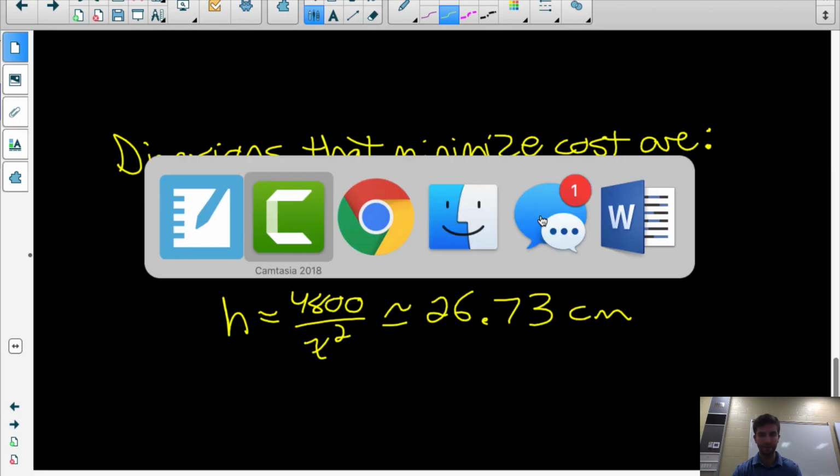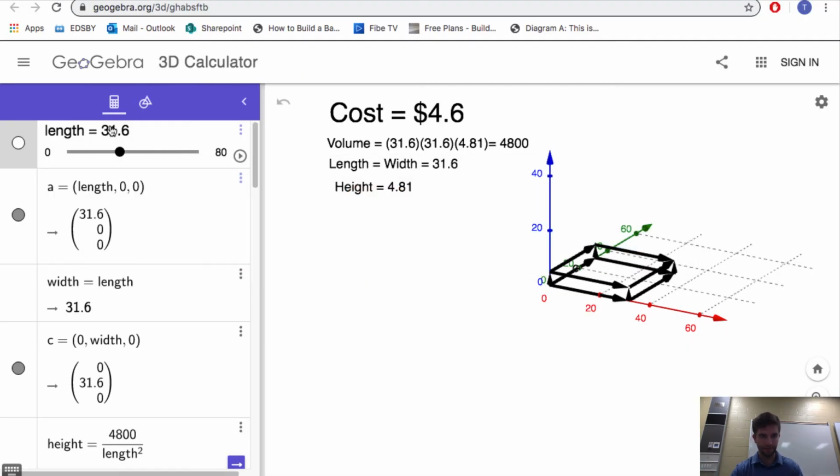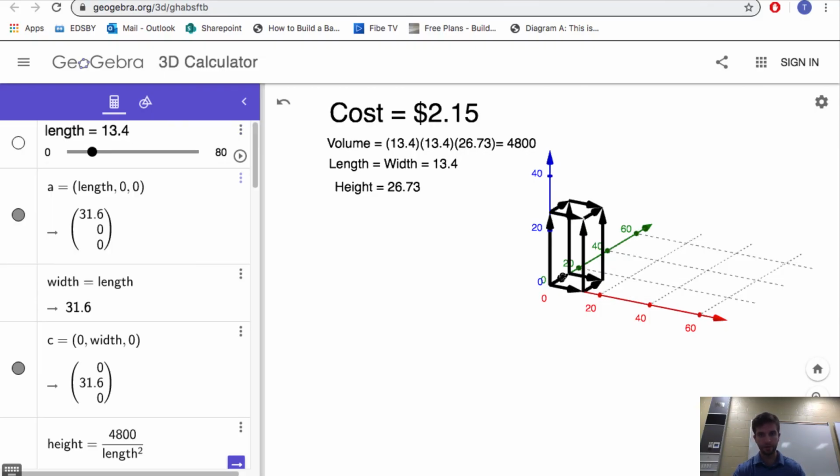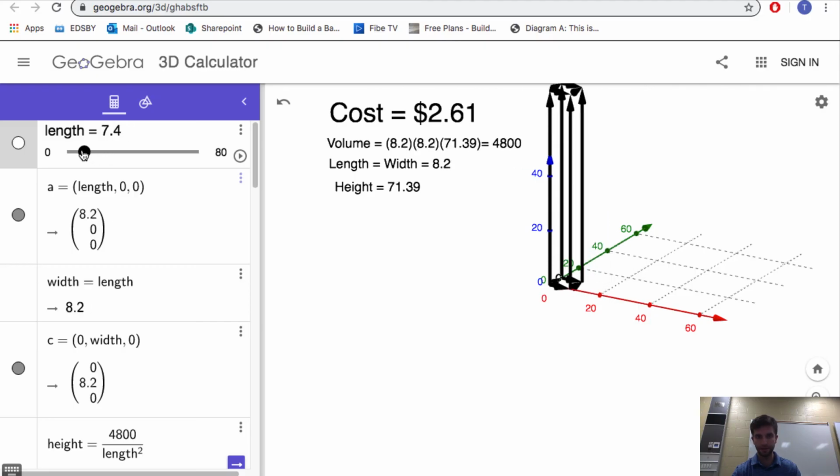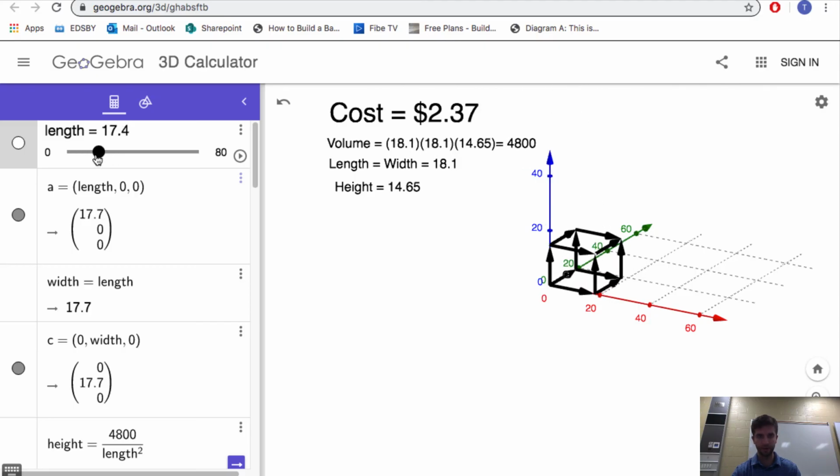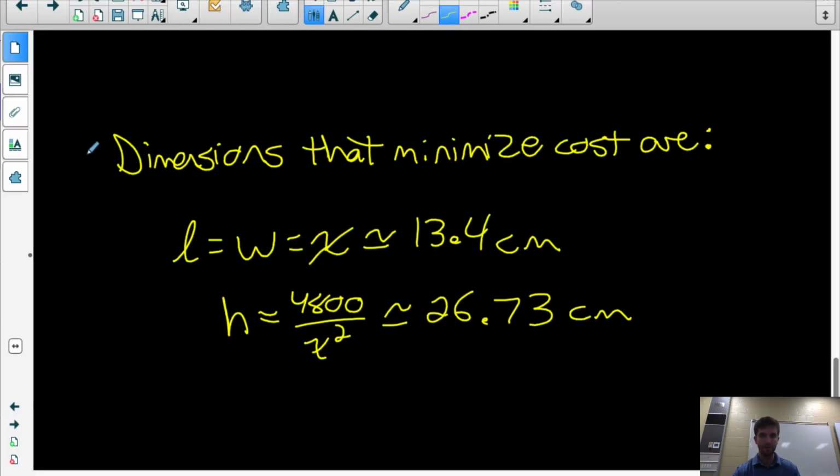So those two dimensions would minimize the cost. Let's just verify that with the GeoGebra demonstration. So we figured out the length of 13.4. This is going to minimize the cost, and it turns out the minimum cost is 215. Let me adjust the dimensions and make sure we don't get a cost below 215. Yeah, it looks like 215 is the lowest it will go, so we found the correct dimensions that minimize the cost. So that's the end of part 2.